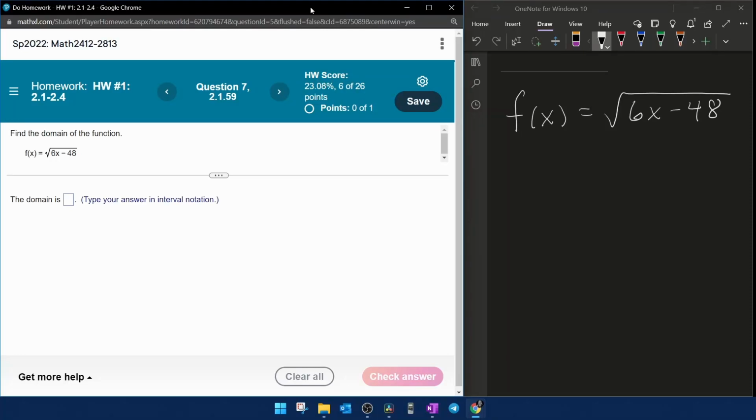Question number 7 from our Precalculus homework number 1 in MyLab Math. Here they want us to find the domain of the function. This time our function is a square root function.